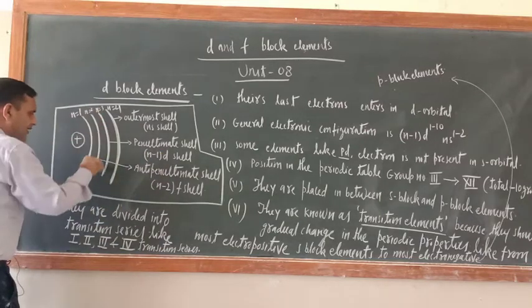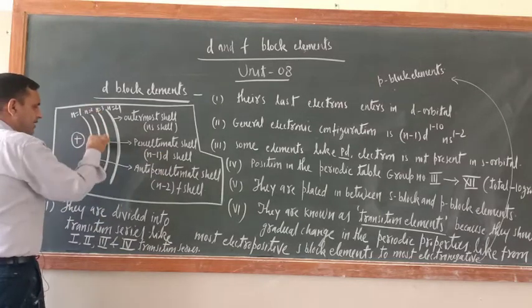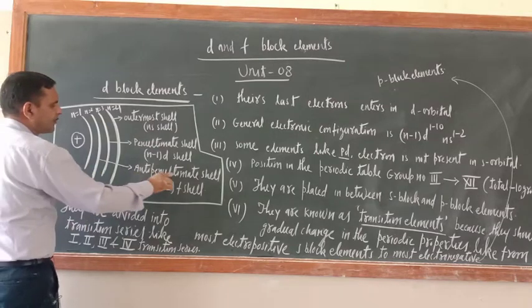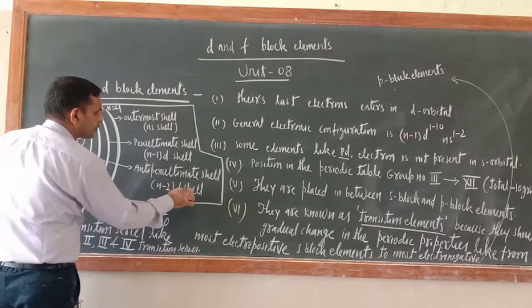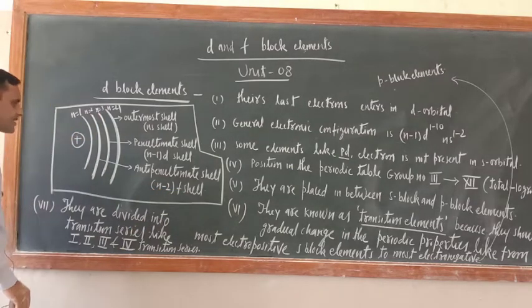Now what about this one? From the outermost shell, it is the third shell. So this is known as the antepenultimate shell, the (n-2)f shell.